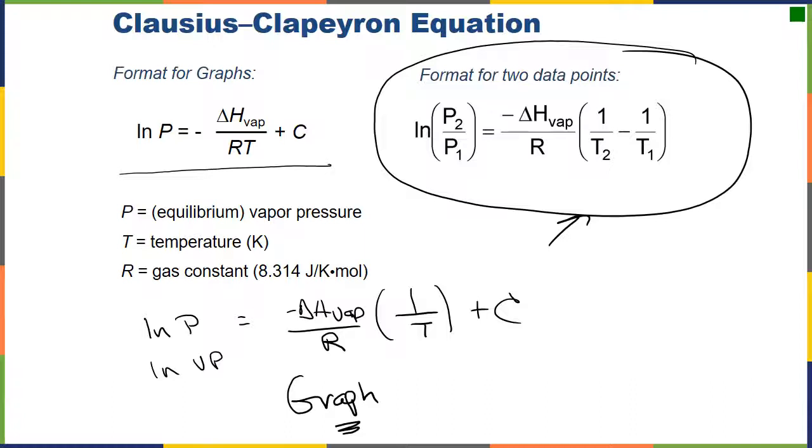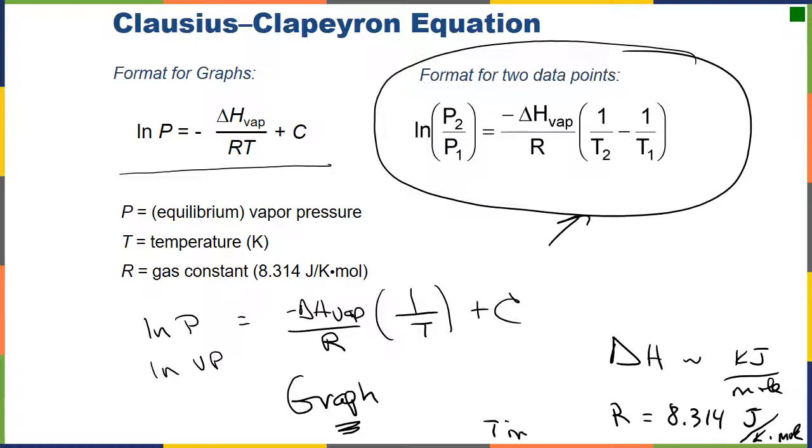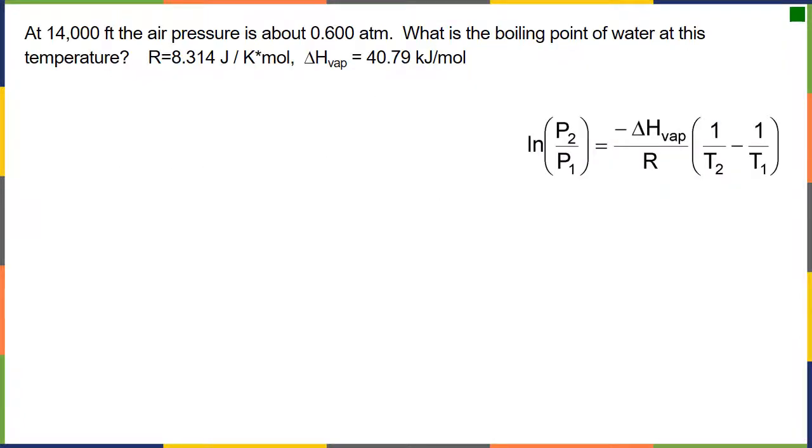Note with our units, our delta H is almost always going to be given in units of kilojoules per mole. Our R has a value of 8.314 joules per mole Kelvin, which means our temperature is going to have to be in Kelvins. We're going to have to do some conversions here. So the best way to do this is just to simply do this. Let's say we're at a nice high altitude where we are given that our air pressure is about 0.6 atmospheres, and we want to know what the boiling point of water is at this pressure.